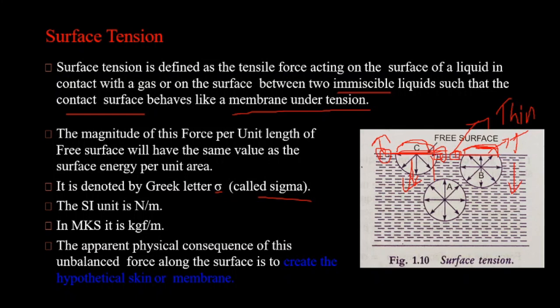So it exhibits the property of surface tension. So it creates the hypothetical skin or membrane. Okay, now the surface tension is defined as the tensile force. Surface tension is the tensile force acting on the surface of a liquid in contact with the gas. So here it is air, okay, in contact with the gas or on the surface of immiscible liquids such that the contact surface, what is the surface, the boundary, acts like a membrane under tension. So I hope you understand about the surface tension. If you get an idea, that's enough. You will get digested by coming classes.